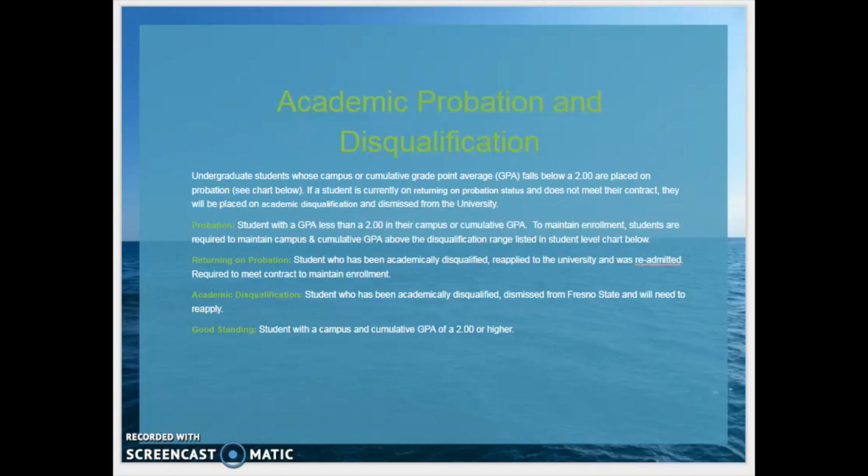So probation is a student with a GPA less than a 2.0 in their campus or cumulative GPA. To maintain enrollment, students are required to maintain campus and cumulative GPA above the disqualification range listed in their student level. Returning on probation is a student who has been academically disqualified, reapplied to the university, and was readmitted, required to meet contract to maintain enrollment. Academic disqualification is a student who has been academically disqualified, dismissed from Fresno State, and will need to reapply. Good standing is a student with a campus and cumulative GPA of a 2.0 or higher.